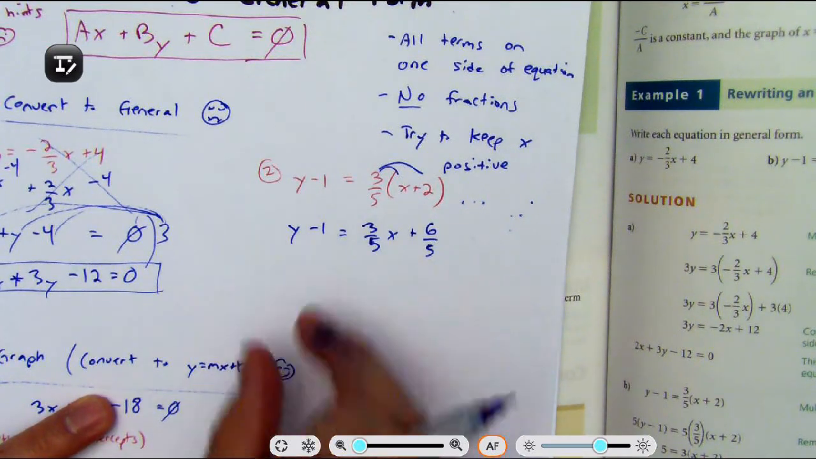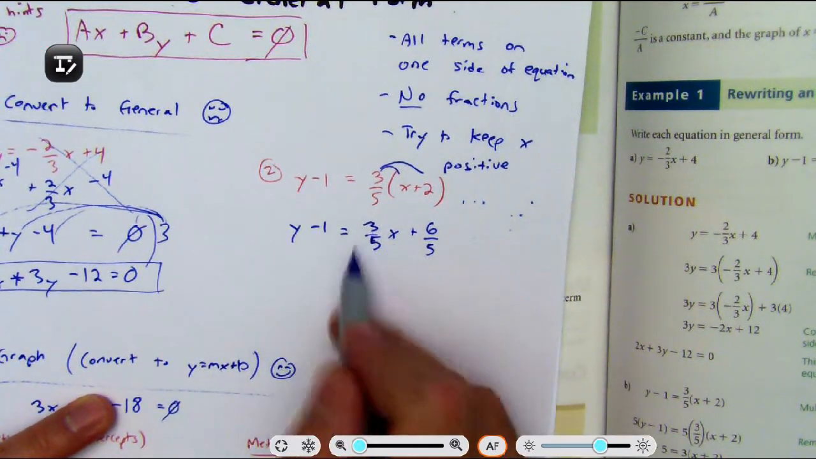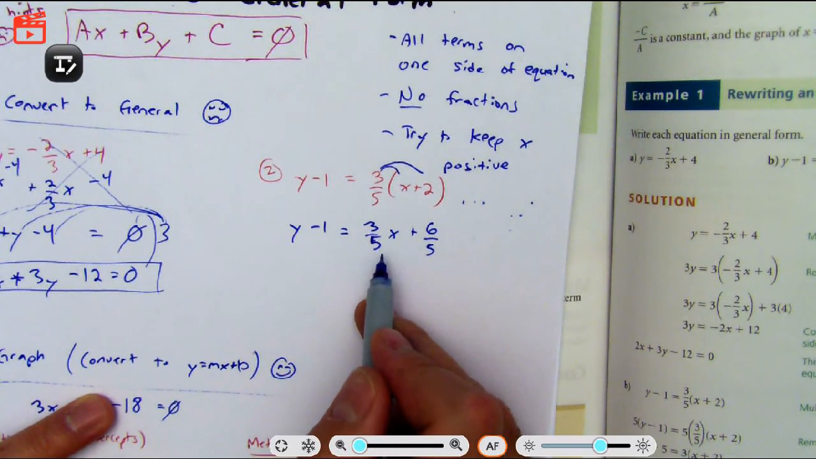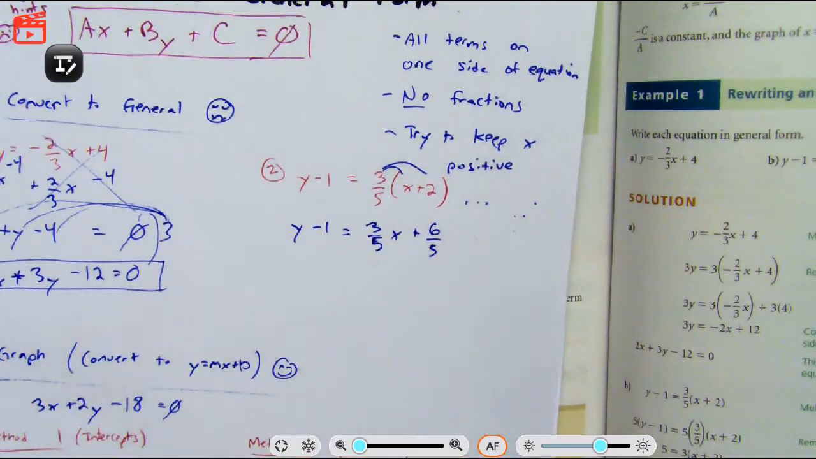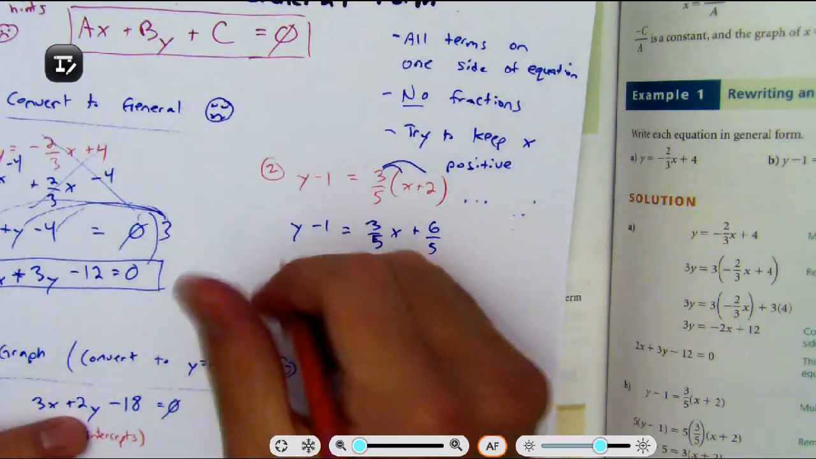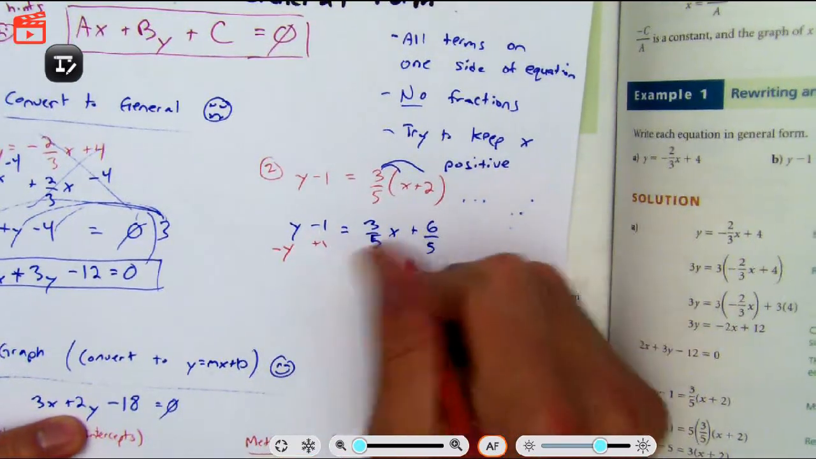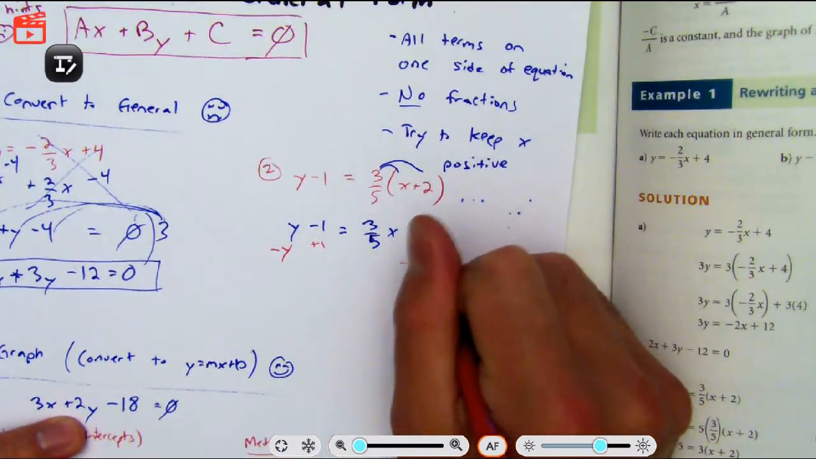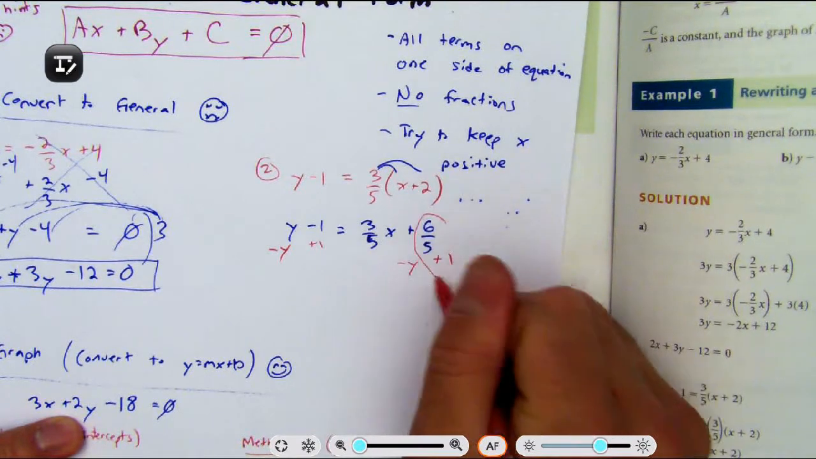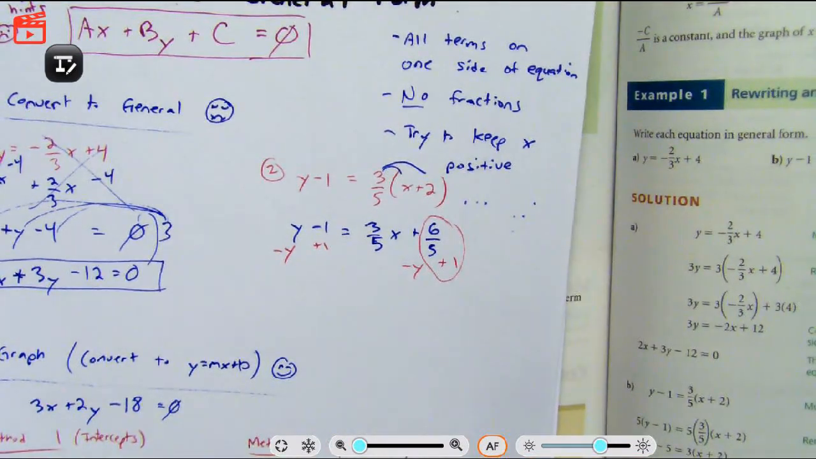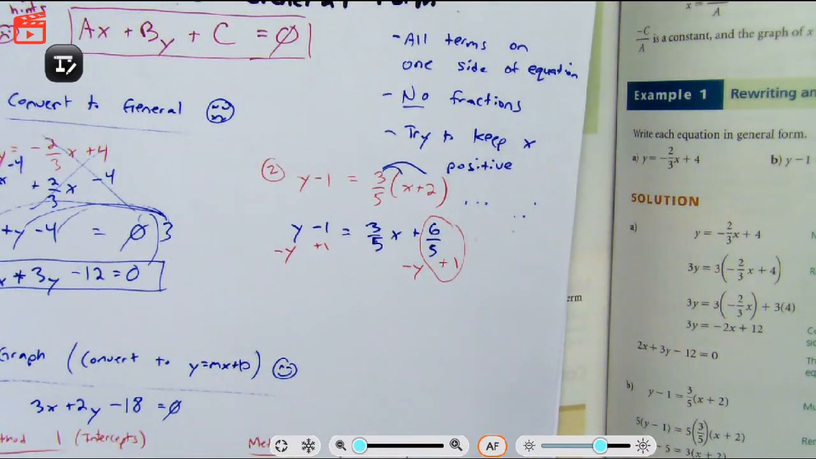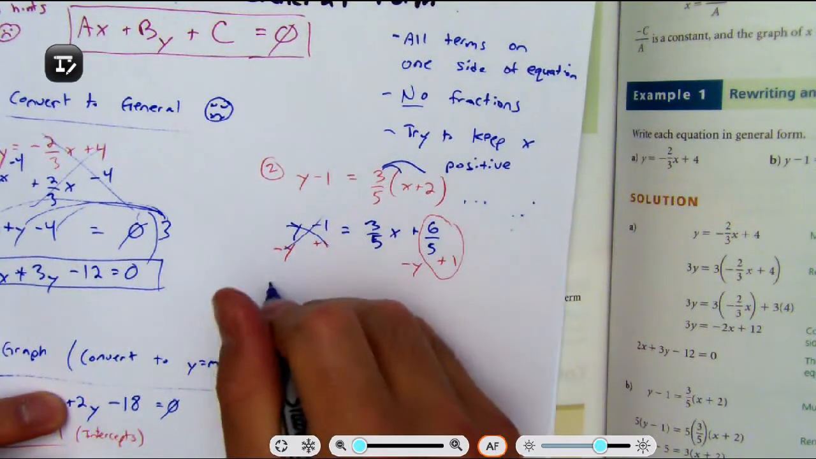So I'm actually going to move everything to the right side this time because my x is already positive, 3 over 5x. I want to keep it positive. So I'm going to do the opposite, which is minus a y and plus a 1 from both sides. Minus a y and plus a 1. And actually the 6 over 5 and the 1 are really like terms, so you're going to have to add those together. So the left side totally cancels out.